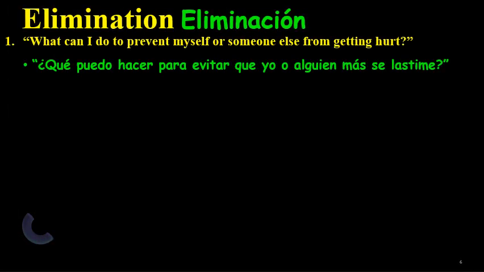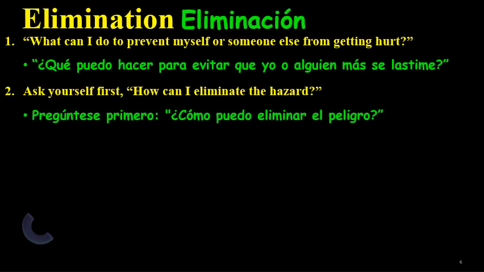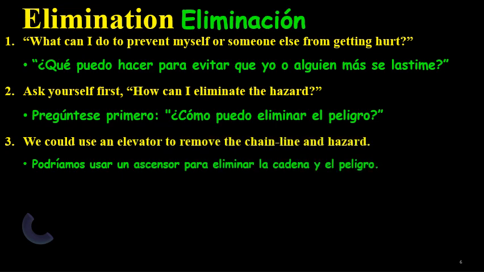Elimination is the highest and most effective level. It involves completely removing the hazard or danger from the situation. If there is no hazard, there is no risk. Asking yourself, how can I eliminate the hazard outright, is always the best start. In our scenario, we could potentially use a freight elevator to remove the risk of chain lining material altogether.